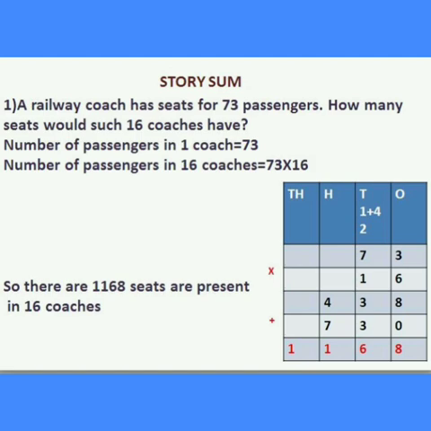Next, story sum. A railway coach has seats for 73 passengers. How many seats would such 16 coaches have? In a railway coach, there are 73 seats. We are going to calculate for 16 such coaches. So first we have to write the steps. Number of passengers in one coach equals 73. Therefore, the number of passengers in 16 coaches equals 73 into 16.